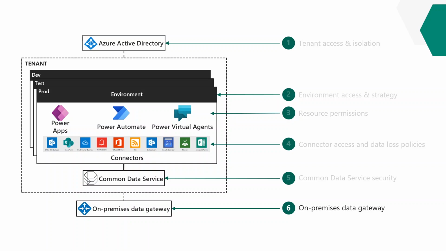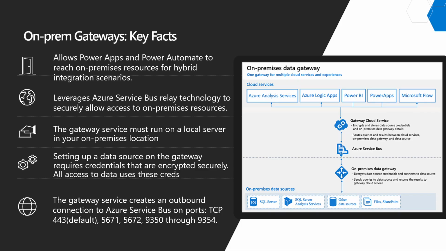So it starts at the tenant level and cascades all the way down. Of course, all of the stuff we've talked about so far is hosted in the cloud. And sometimes you want the cloud data to connect back to on-premise data as well, and that's where on-premise data gateway comes in. So what this service does is it allows Power Apps and Power Automate to reach on-premise resources for hybrid integration scenarios. So we've built solutions where Power Automate needs to reach into a custom database to do a query of a SQL Server on premise, and you can do that using on-premise gateway.